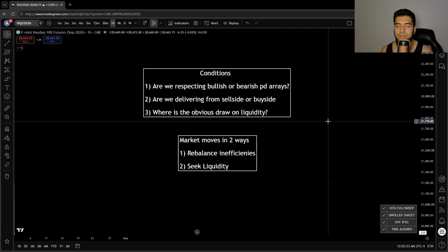Now, of course, you will need some sort of experience in the markets beforehand, right? You'll need to have some sort of knowledge to be able to place these conditions, right?